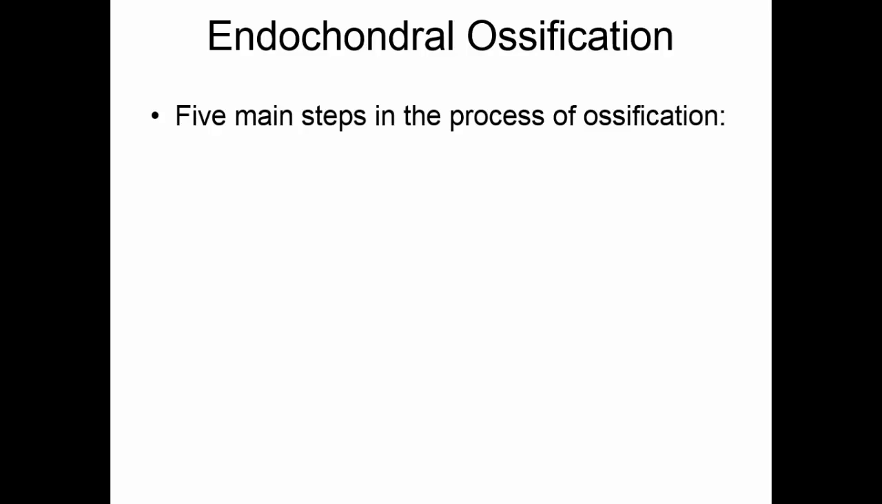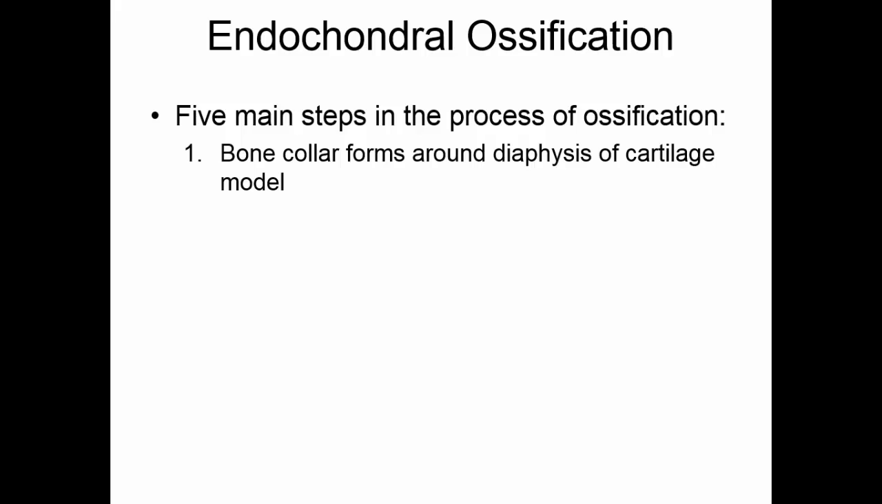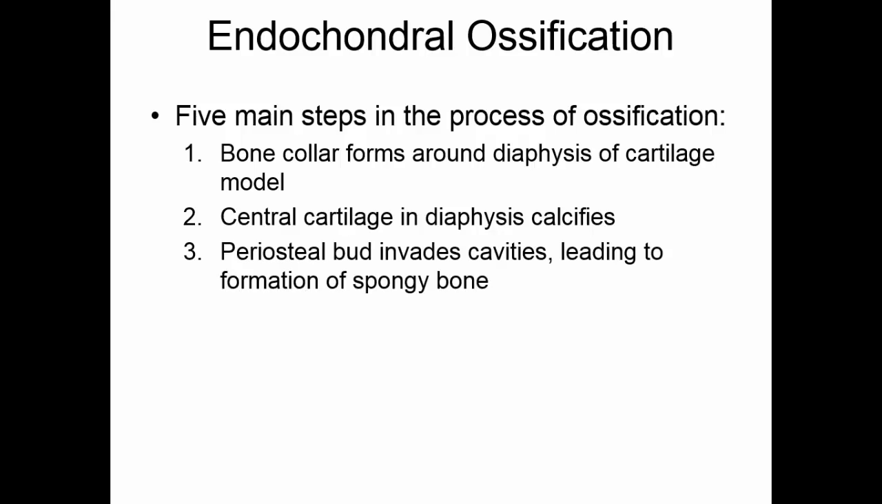There are 5 main steps in the process of ossification of cartilage bones. First, a bone collar forms around the diaphysis of the cartilage model. The central cartilage in the diaphysis calcifies, and when this happens, this kills the chondrocytes. The periosteal bud invades the cavities. This leads to the formation of spongy bone. The periosteal bud is blood vessels, osteoclasts, and osteoblasts.